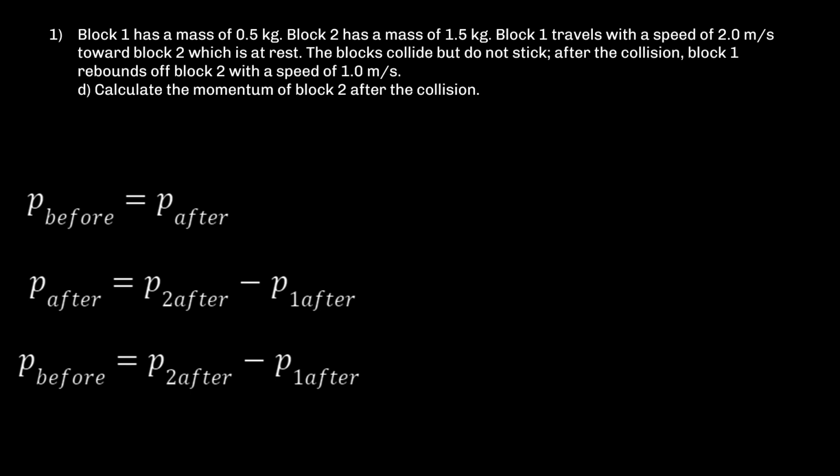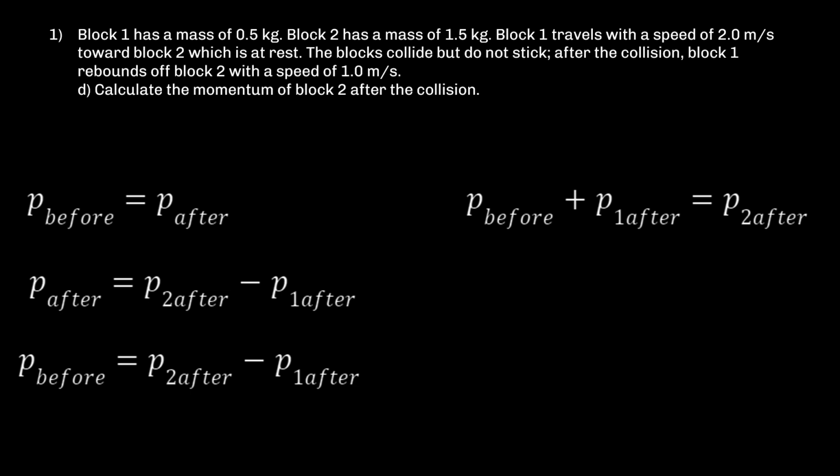And then we're going to start plugging things in. So we're going to start to do the algebra here. We know what P before is. We know what P1 after is. We just found that in the previous part of the example. So I'm going to do the algebra here, and since it's being subtracted from P2 after, I'm going to add my momentum for block 1 to the other side of the equation. And I should have the momentum before for the entire system, plus the momentum of block 1 after the collision, is now equal to the momentum of block 2 after the collision.